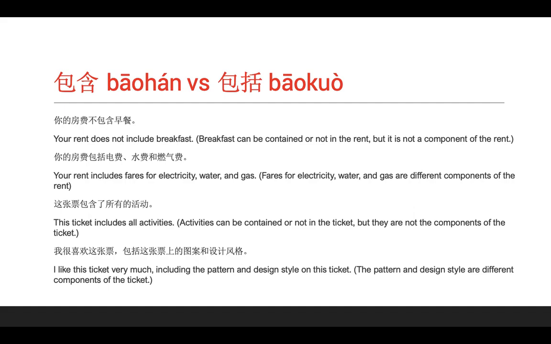However, 我很喜欢这张票，包括这张票上的图案和设计风格。I like this ticket very much, including the pattern and the design style on this ticket. So here, the pattern and design style are different components of the ticket. So you can say 包括 instead of 包含 in this case. So I hope it makes much more sense to you.